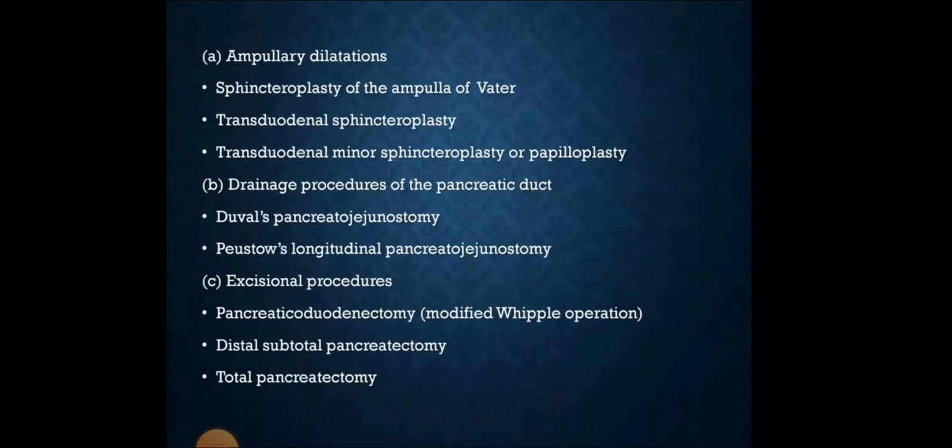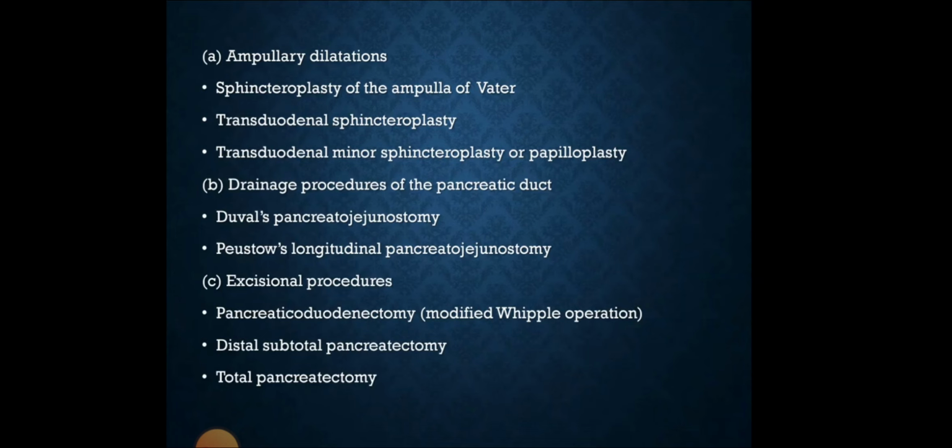one procedure is sphincteroplasty of the ampulla of Vater. That will prevent the bile reflux. That is, the common channel between the pancreatic duct and the distal common bile duct is told as a cause. So by doing this sphincteroplasty of the ampulla of Vater, the bile reflux will be prevented, and thus we can eliminate the pancreatitis.